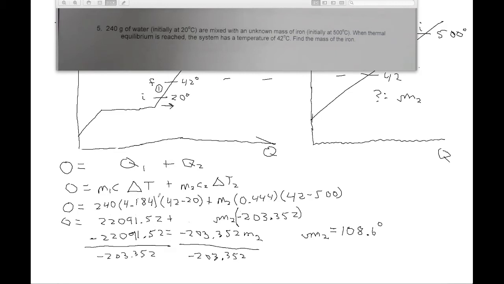And based on our common sense, should the iron have a positive or a negative Q? In this case, it should have a negative because it's releasing heat. And you can see that came out right because this came out negative, and a negative times a positive is a negative. That's always a good thing to double check. The reason you got that right is because you did final minus initial here with this temperature. That's always a good thing to check.